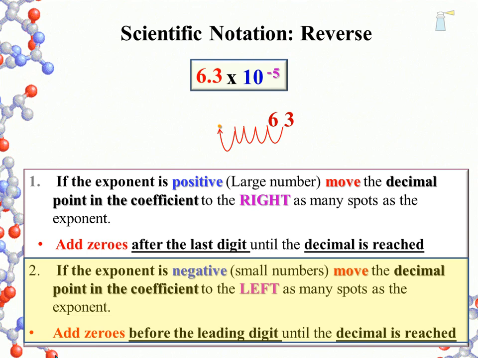We need to add zeros before the leading 6 until we get to the decimal. 0.000063. An extra zero, like the one here, is usually put in front of the decimal so that the dot is not out there in front all by itself. It is not required, but it helps avoid confusion regarding the dot.